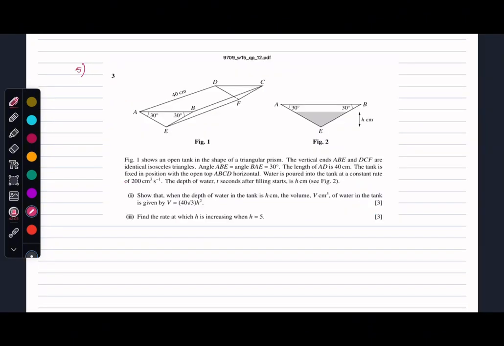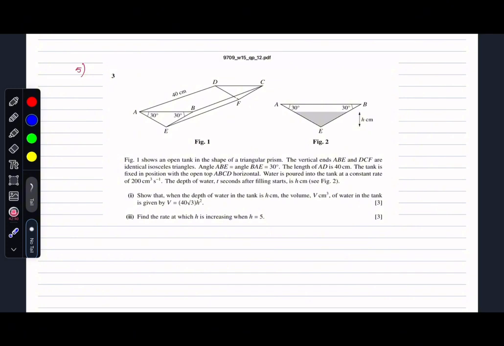So the fifth question is chosen from Winter 2015, paper 1, variant 2, and it's question number 3 in the paper. There are two figures given to us, and the question says, figure 1 shows an open tank in the shape of a triangular prism. The vertical ends of ABE and DCF are identical isosceles triangles, and angle ABE equals angle BAE, which equals 30 degrees here. The length of AD is 40. The length of AD, meaning it's the height of this triangular prism, is 40.